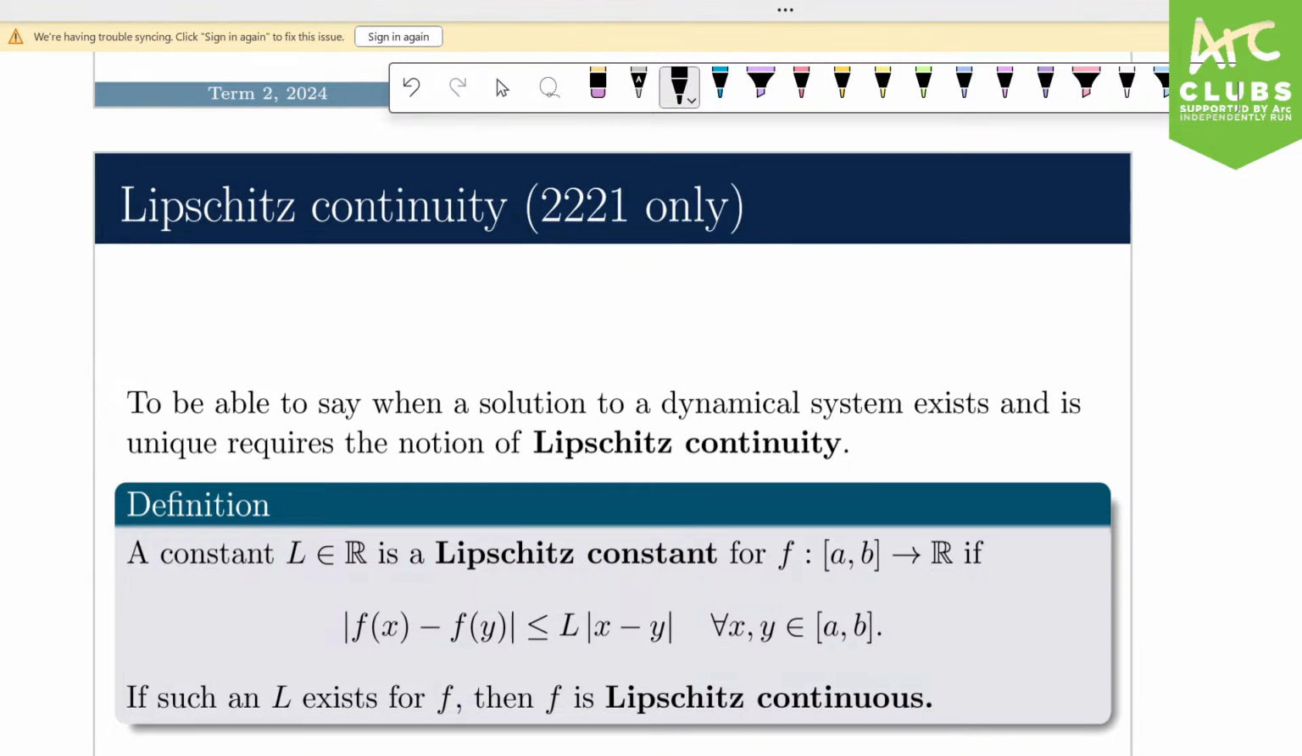So we're going to define what this means. We say that some constant L, which is a real number, is a Lipschitz constant for some function on the interval AB if this inequality is satisfied. It's saying that effectively the distance between f of x and f of y is less than or equal to some constant times the distance in x and y.